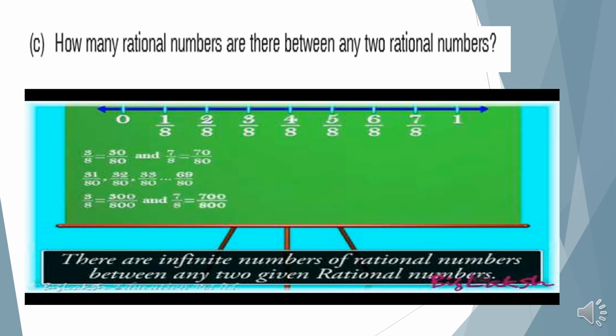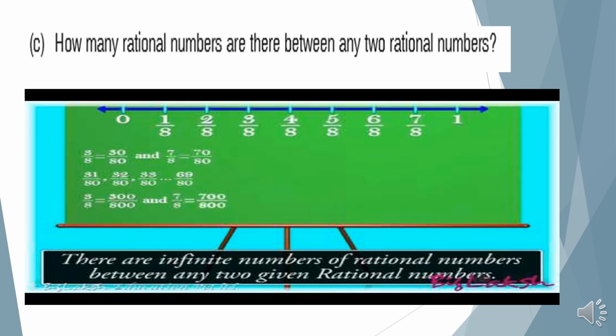So clearly you can see I have found 8 rational numbers between 0 and 1, including 0 and 1. Now if I take 3 by 8 and 7 by 8 and find their equivalent rational forms by multiplying numerator as well as denominator by 10, what will we get? We will get 30 upon 80 and 70 upon 80.